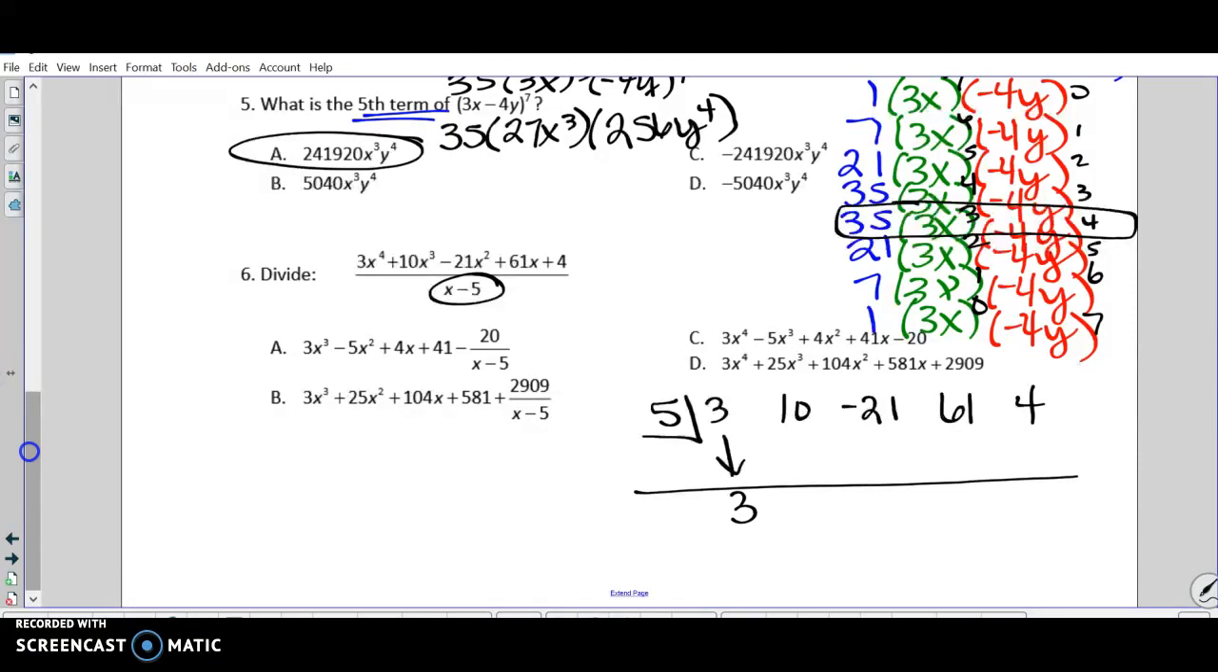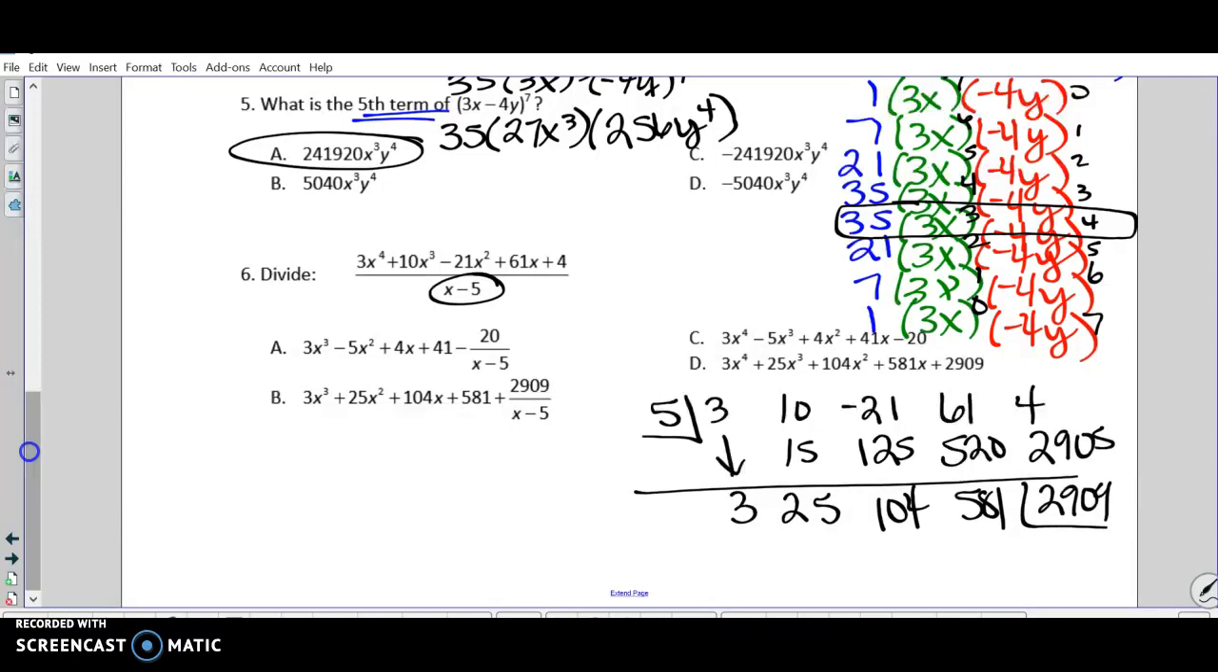5 times 3 is 15. 10 plus 15 is 25. 5 times 25 is 125. Negative 21 plus 125 is 104. We're going to get some big numbers here. When I multiply those, I get 520, which then gives me 581. And then I've got to multiply again, which is going to give me an even bigger number. And that gives me 2909. The last number is always your remainder. Then you have a constant.